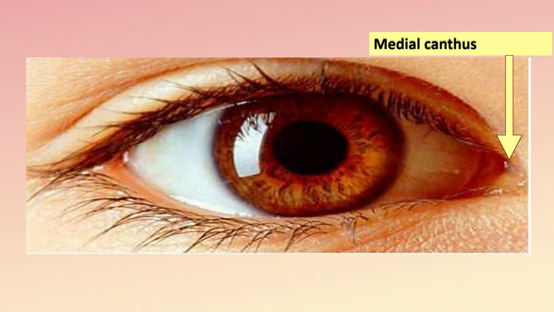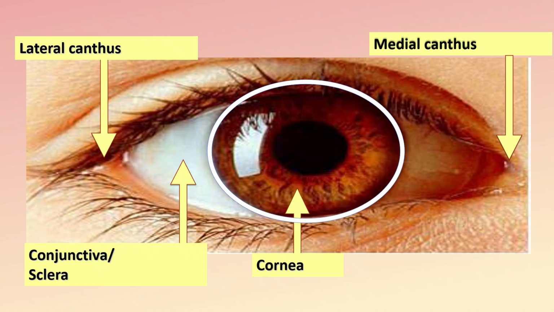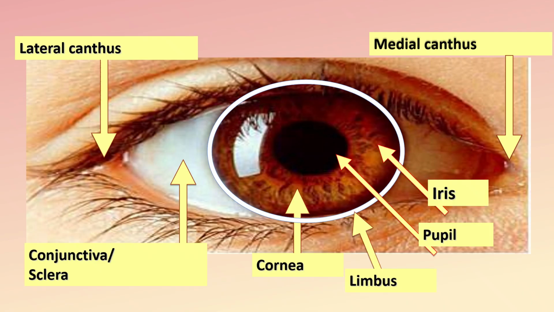To understand eye diseases better, we would start with the eye anatomy. The next two slides show the anterior and cross-sectional views of the eye. In this slide, we are seeing the anterior structures of the eye, namely the eyelids, conjunctiva, cornea, iris, limbus, and pupils.